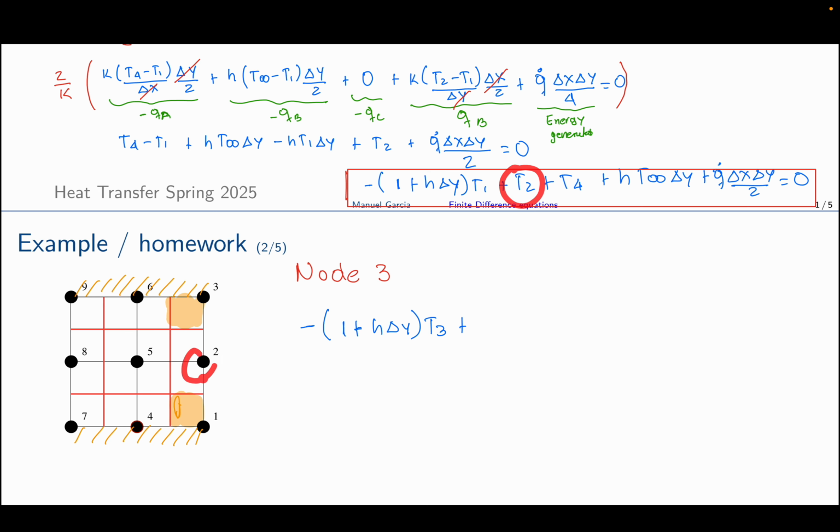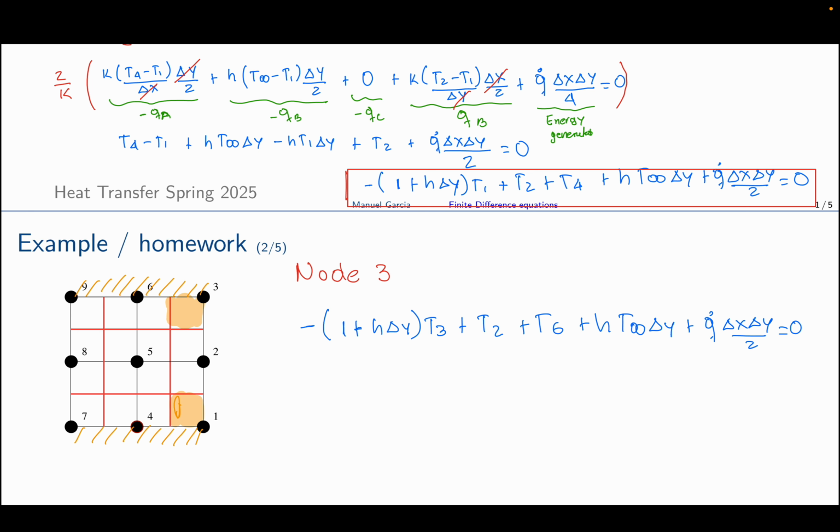plus we have T2, which was the temperature at the north. In this case it will be the temperature at the south, and by chance it is the same thing, T2. So plus T2, plus T4. In this case T4 was the temperature in the west, and the temperature in the west in this case is T6, so plus T6, plus h multiplied by T infinity delta y, because it's corresponding to that area, and plus the heat generated, q dot delta x delta y divided by 2, equal to 0. So that should be our equation for node 3. In this case it was much easier because we used the fact that it is symmetric to the earlier case.